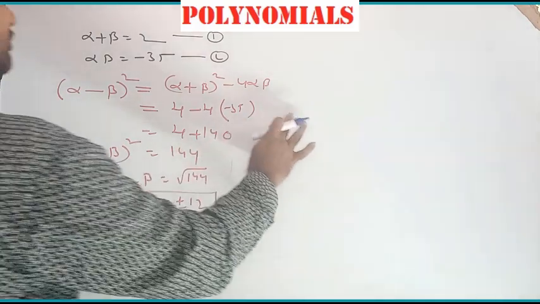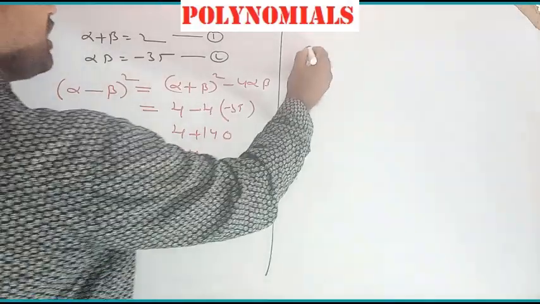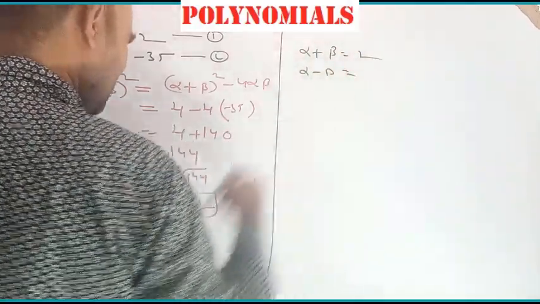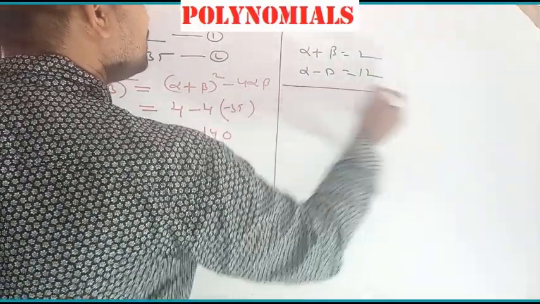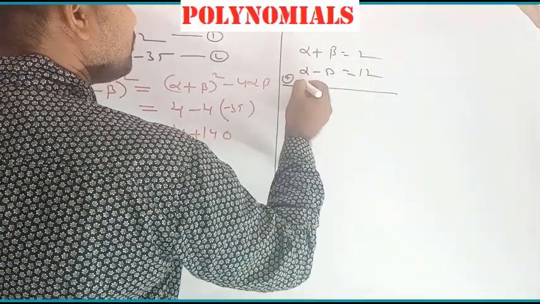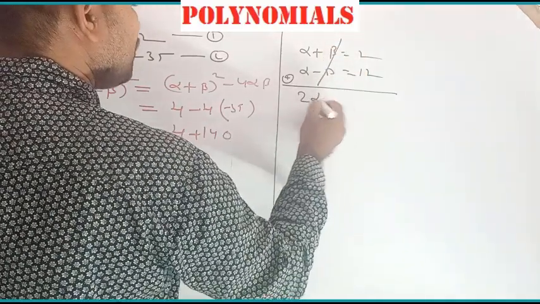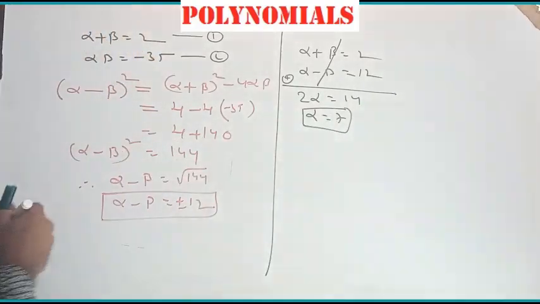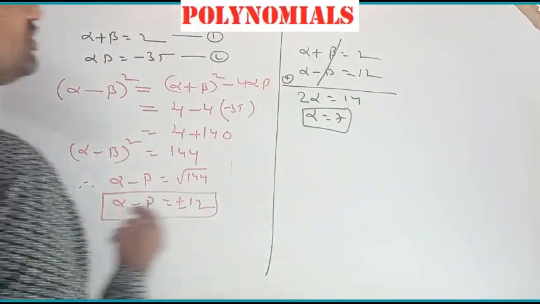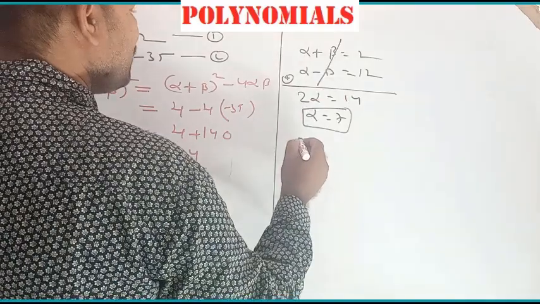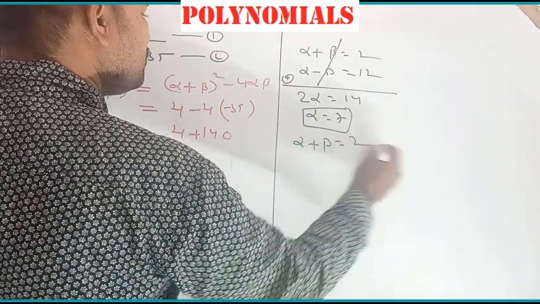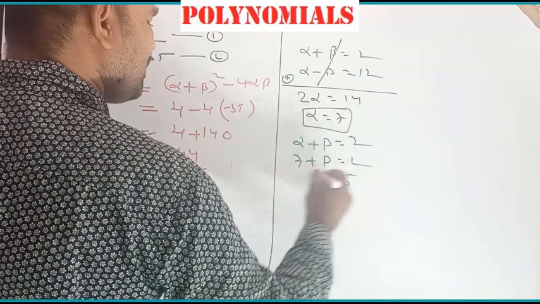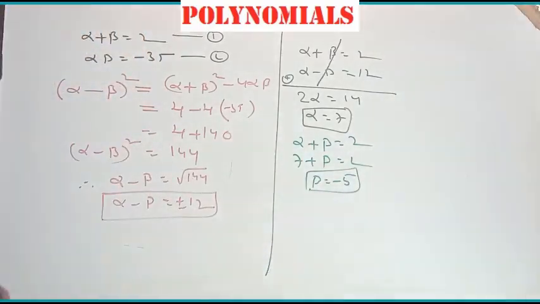So here, first of all, I will take alpha plus beta as 2 and alpha minus beta as plus 12. Add these two equations. So beta gets cancelled. 2 alpha equal to 14, alpha equal to 7. So alpha is equal to 7. For this alpha, you need to find the corresponding beta. You can use any one of the equations. Alpha plus beta equal to 2. 7 plus beta equal to 2. Beta equal to minus 5. Means alpha equal to 7, beta equal to minus 5.